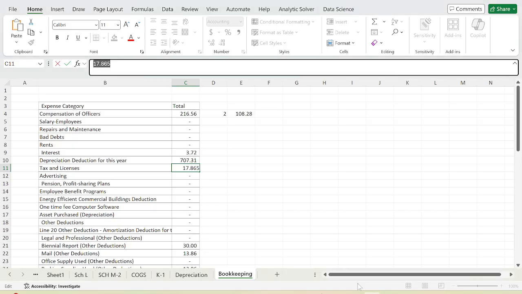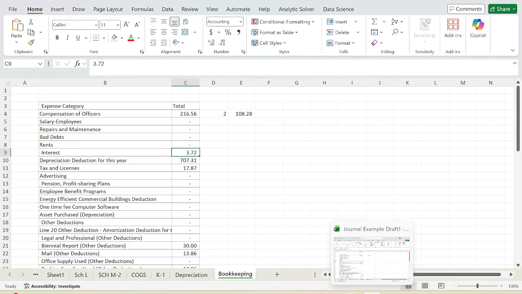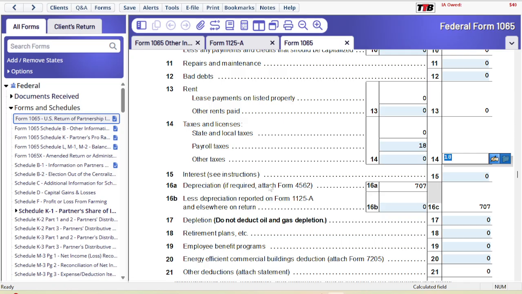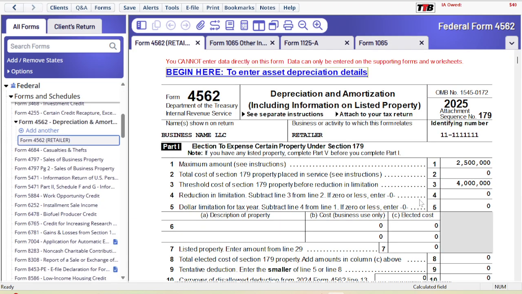Interest. I think we have credit card interest here, 372. And we are just going to put 372, it's going to round it for us. So depreciation. We already have prior year assets in the system. So therefore, it's pulling the right depreciation amount for us.